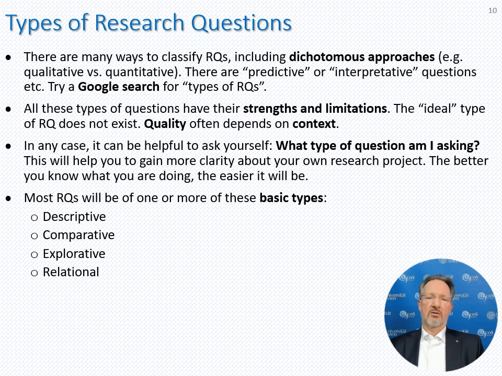There are many ways to classify research questions into clusters or types of research questions. There are dichotomous approaches, which means it's either or, and you have more multifaceted approaches here. All these types of questions that exist have their strengths and limitations. The ideal type of research question does not exist. It always really depends on context. It will nevertheless help you to ask yourself, what type of question am I actually asking? It's part of this process of gaining more clarity in this internal dialogue with yourself on what is it that I actually want to do.